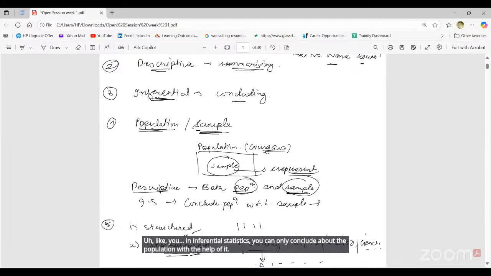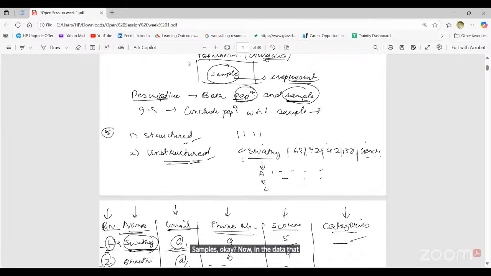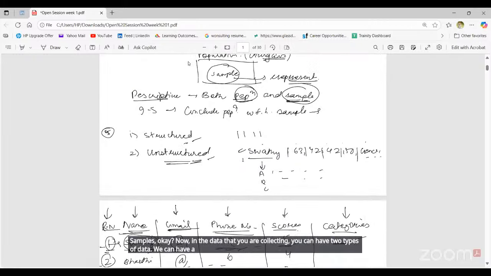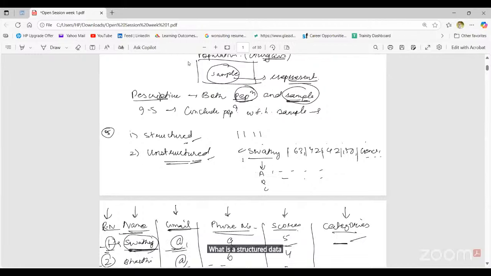Okay. Now, in the data that you are collecting, you can have two types of data: structured data and unstructured data. What is structured data? Data which is in an organized manner. And unstructured is basically data which is not in an organized manner.